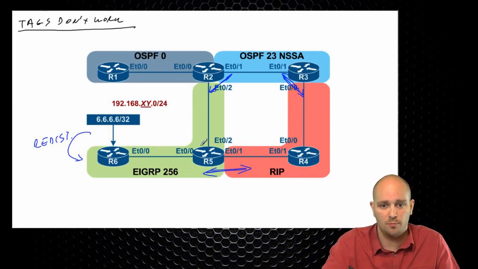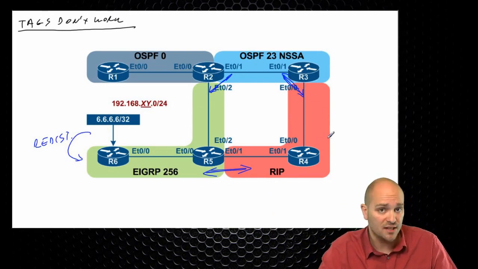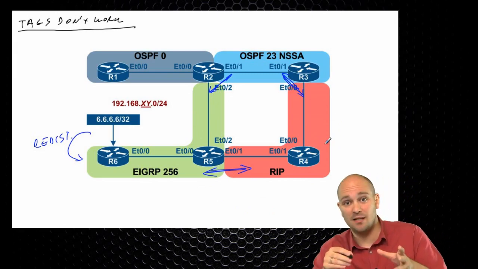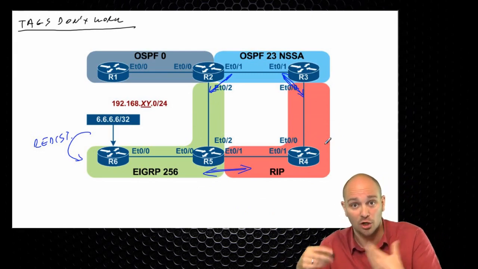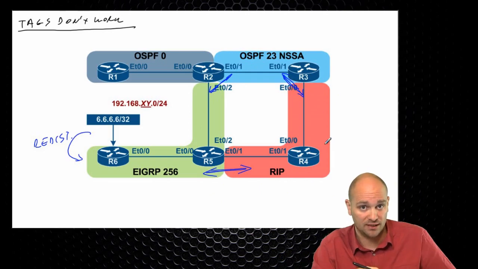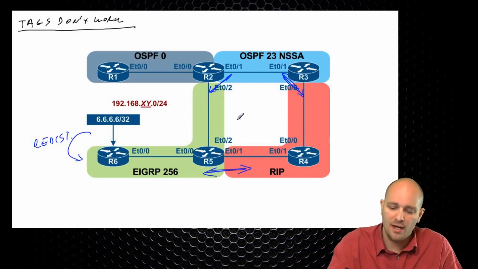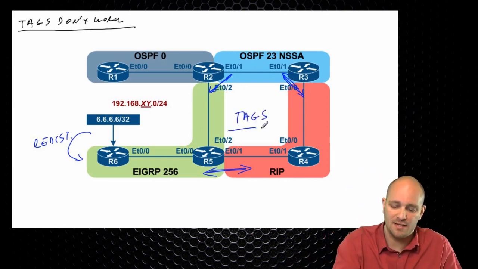Now, you catch that there is a possibility of a loop forming here, because this is a mutual redistribution between three protocols on 3 devices. So is it possible for a loop to form here? Yes, it is conceivable that a loop will form. So you go in and you implement your tags-based solution.